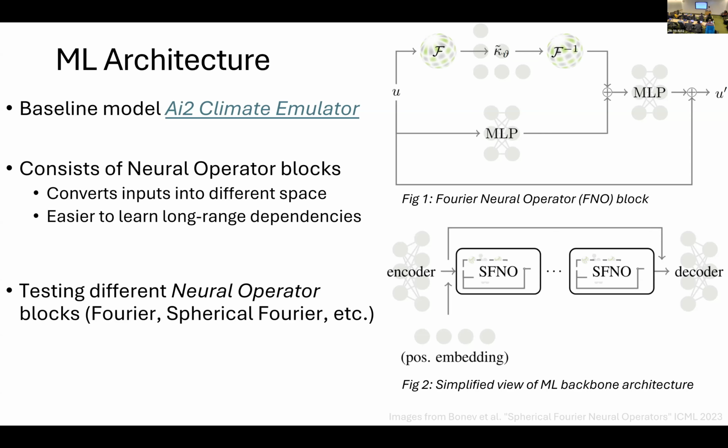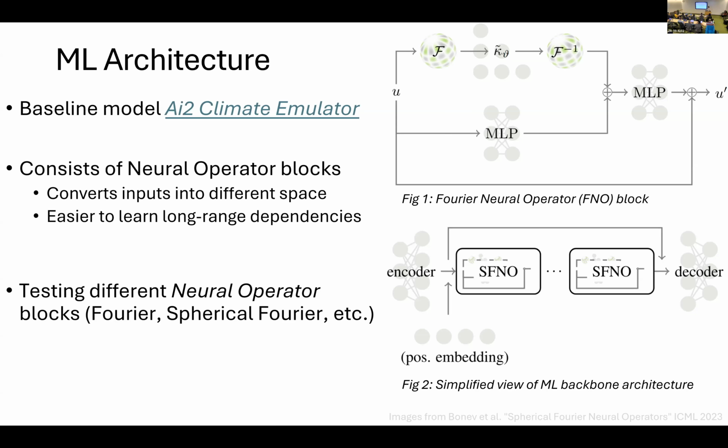So the idea behind this is you convert the input data into Fourier space, and you learn parameters in Fourier space and convert it back to the original space again. So just like in math, where some problems are easier to solve in Fourier space, it's the same thing for machine learning. And this Fourier neural operator has been used in several climate and ocean models with very good results.